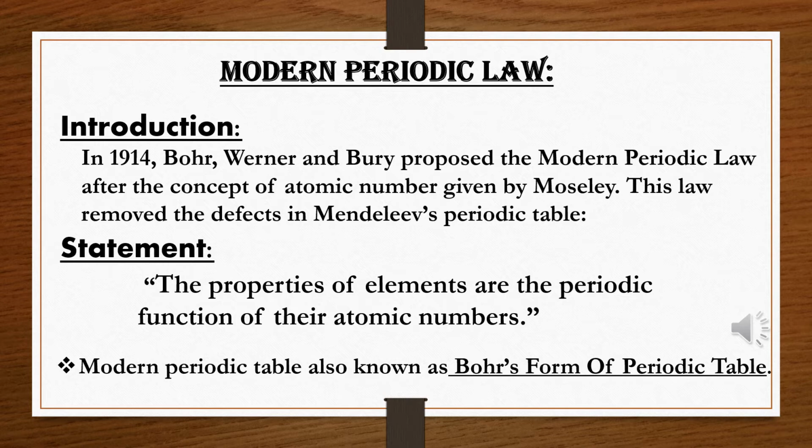Basically, the repetition of the characteristics or the physical or chemical properties of the elements in a particular group is their periodic function. The modern periodic table is also known as Bohr's form of the periodic table.